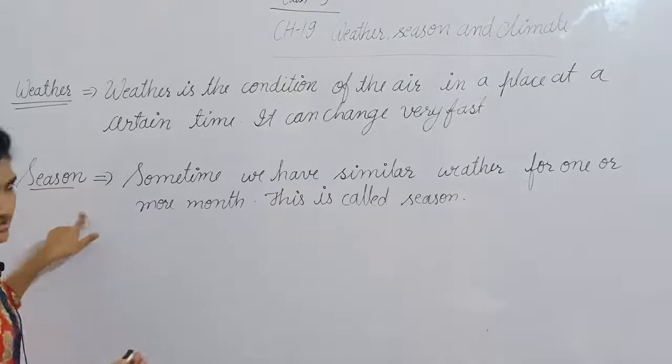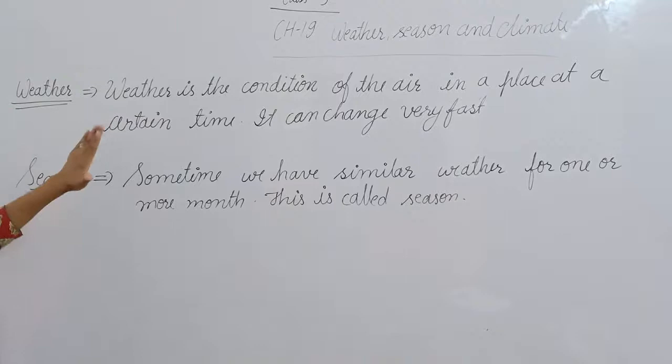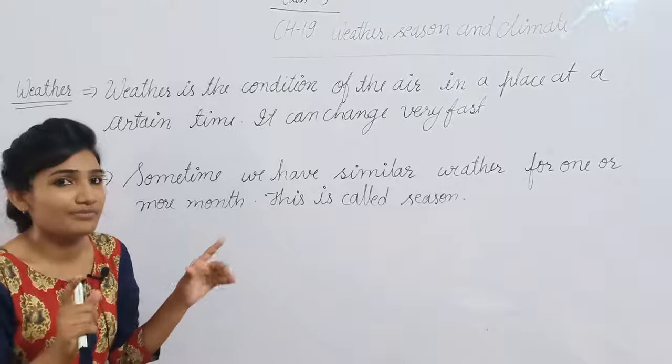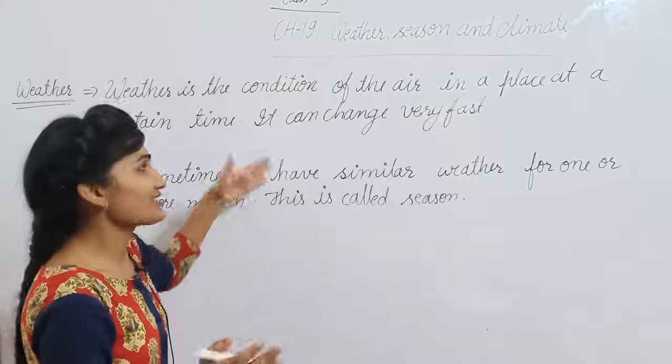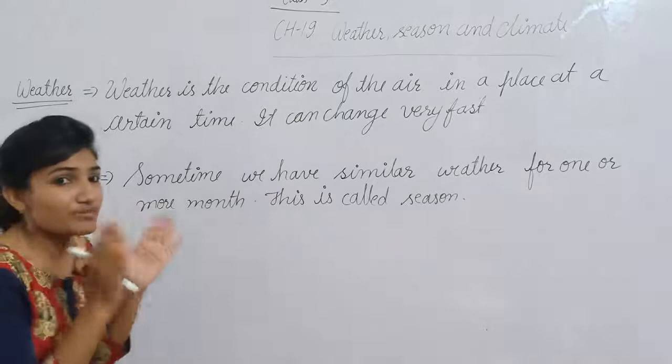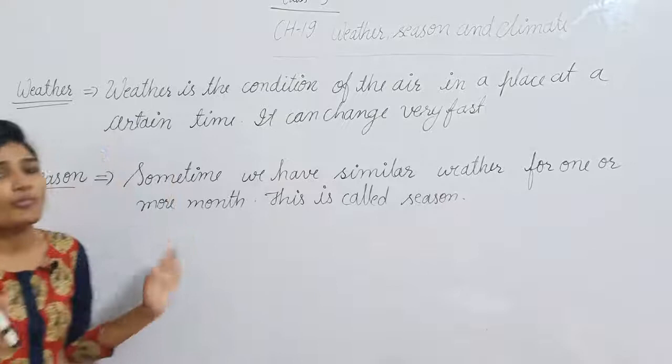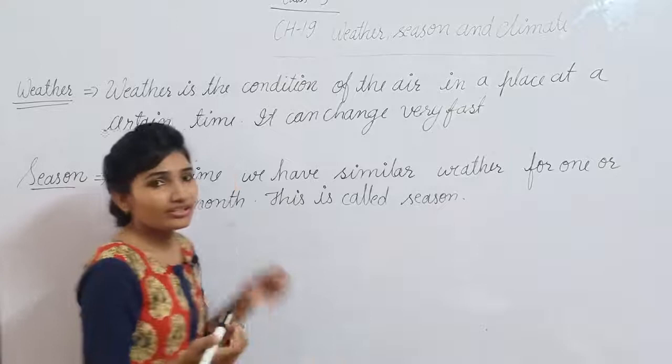I repeat, what is weather? Weather is the condition of the air in a place at a certain time. It means a fixed period. It can change very fast, like some days are hot and some days are cool. So it is called weather. Season: sometimes we have similar weather for one month or more. This is called season, like summer, winter, etc.